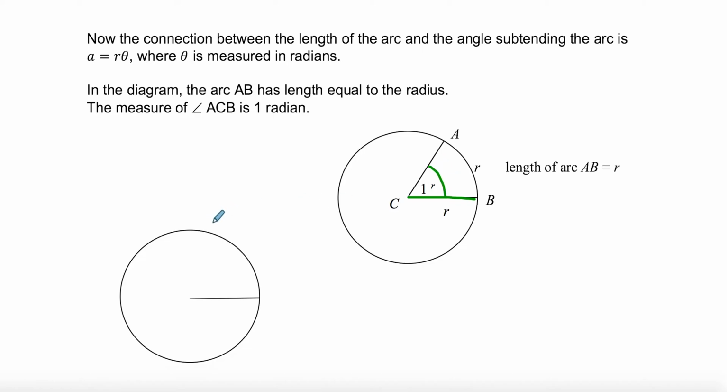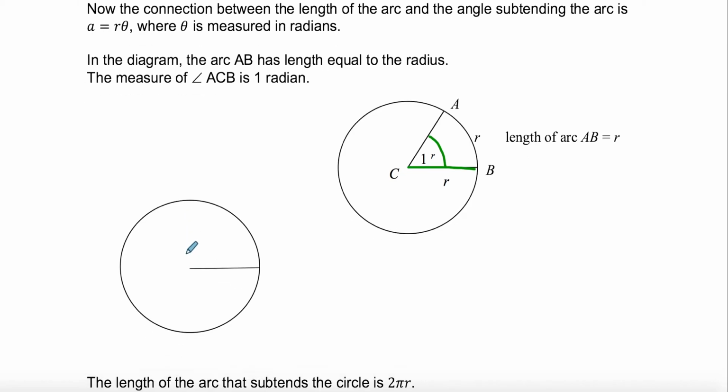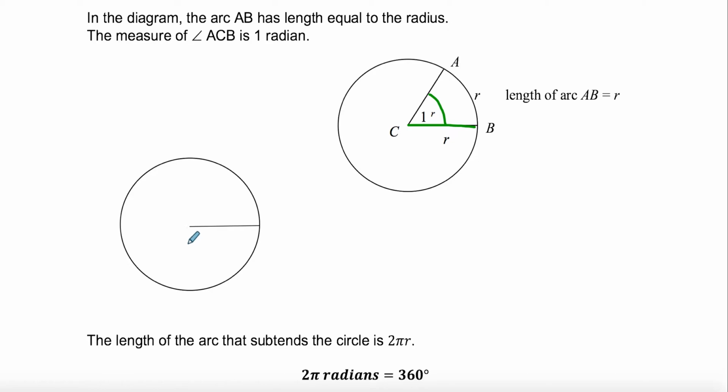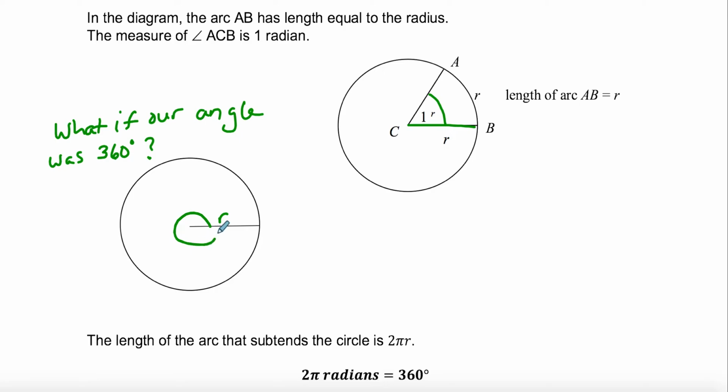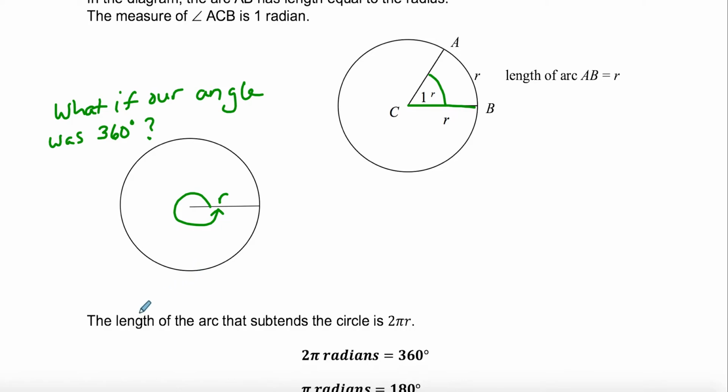Another way to think about that, what if our angle was 360 degrees? That would mean this would be our radius here, and our angle would start here and go all the way around like that. That would be our angle measurement, 360 degrees in one full rotation. So what does that mean? Well, the length of the arc that subtends the circle, that word subtends just means the length of the arc for that particular angle measurement.